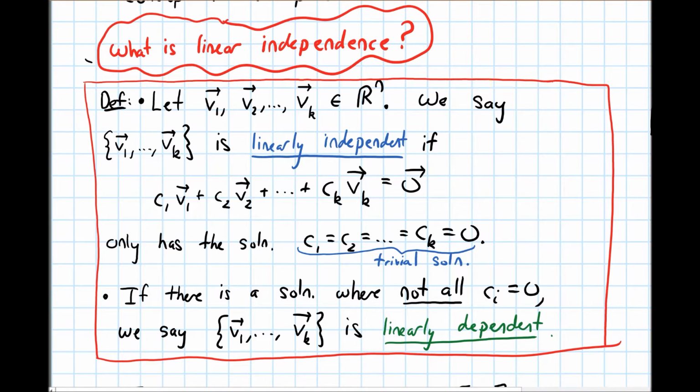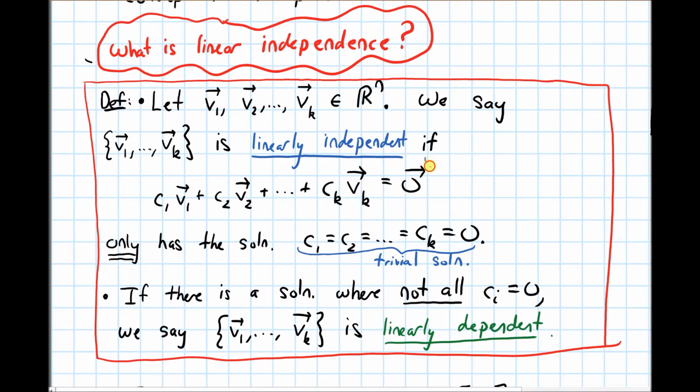We say that the set of vectors is linearly independent if, when we form a linear combination of those vectors that equals 0, the only way for that to be true, the only solution this equation has, is the trivial one, where c1, c2, all the way up until ck equals 0. Because we've seen before that when we look at a homogeneous system like this, the trivial solution always works, but if that's the only solution, then we say the vectors are linearly independent.